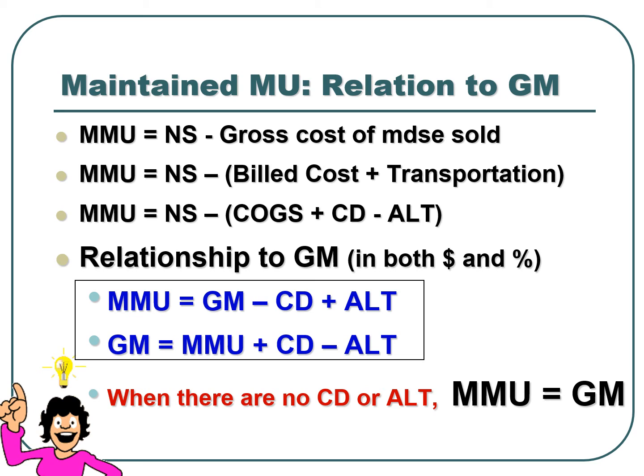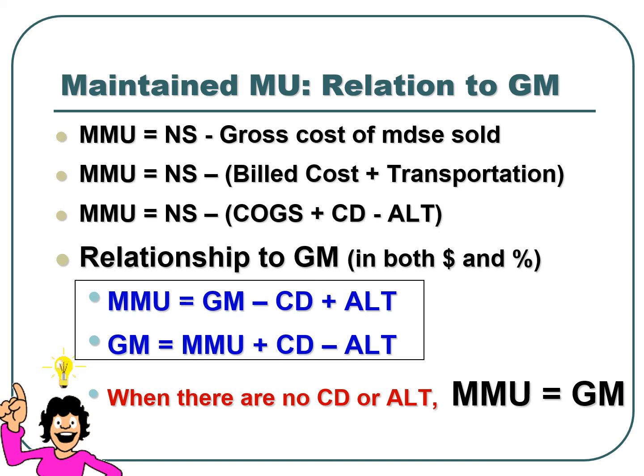So from this formula, we can also think about how to get gross margin based on MMU. That will be that gross margin equals MMU plus cash discount minus alteration cost. Okay. Given these two formulas, now we can think about a case where we don't have any cash discount or alterations cost. If we don't have any of those, then maintained markup will be equal to gross margin.